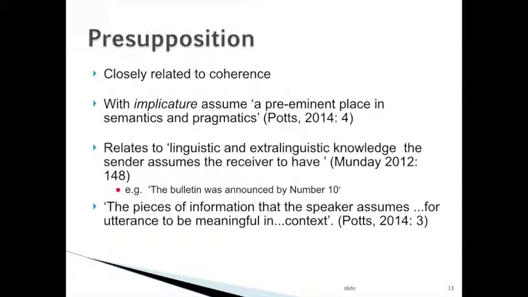Presupposition is closely related to coherence, and alongside implicature is assuming a preeminent place in semantics and pragmatics, according to Christopher Potts. Munday relates it to the linguistic and extra-linguistic knowledge the sender assumes the reader to have, as in the example, the bulletin was announced by number 10. In order to understand the meaning of this, the receiver would need to have an understanding that number 10 relates to the home of the Prime Minister of the United Kingdom.